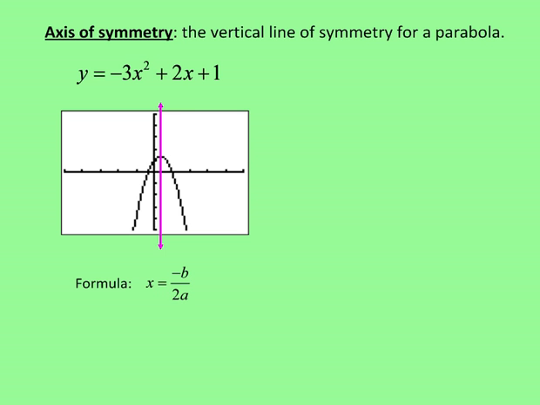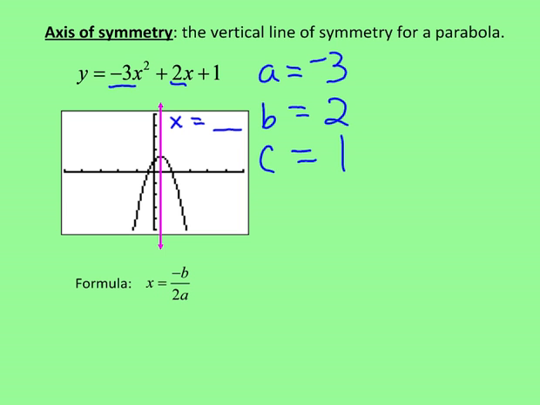It's a vertical line, this line of symmetry, and we know vertical lines look like this, x equals something, and we need to know what that is. Well, remember I told you we'd come back to that a, b, and c, and here they are. For this equation, a is negative 3, b is 2, and c is 1.